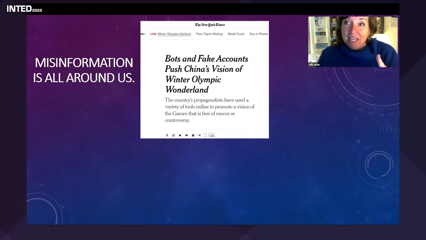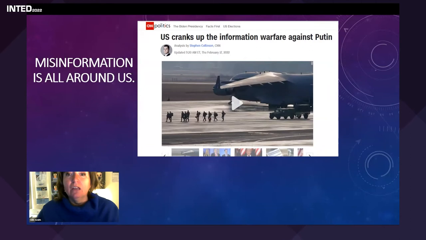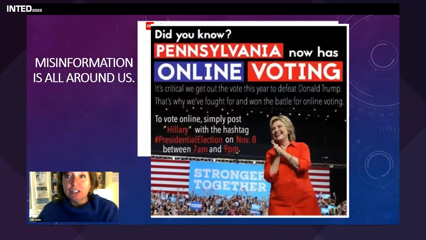So bots and fake accounts are very active in this sphere. The Atlantic says that 52% of Twitter accounts are actually bots, which I think is fascinating. And we've all read the articles about how information warfare is such a big deal, but this is one of my favorite examples.